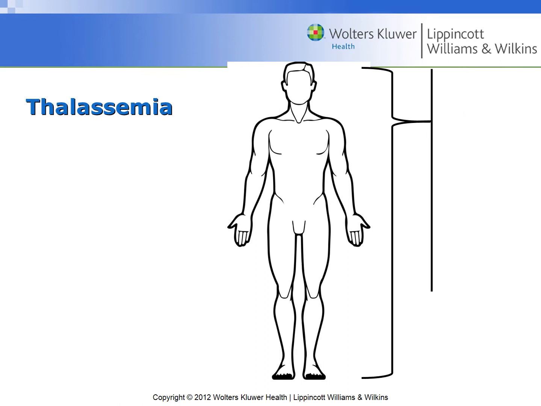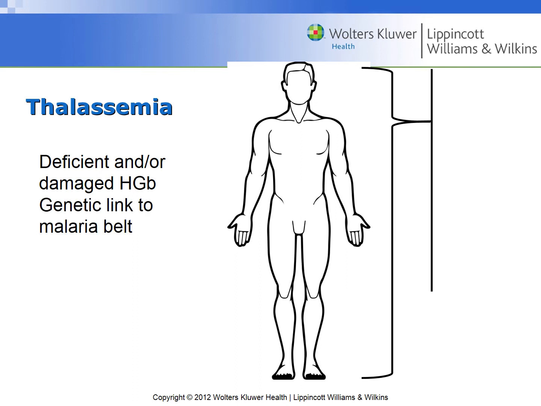Thalassemia. Again, deficient or damaged hemoglobin. Again, a genetic link to the malaria belt. Can cause anemia, deficient or damaged. In this case, the red blood cells are normally shaped. Fever.